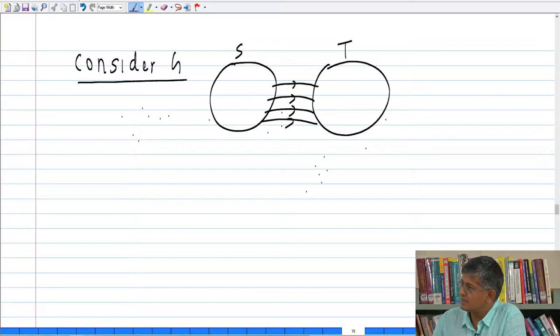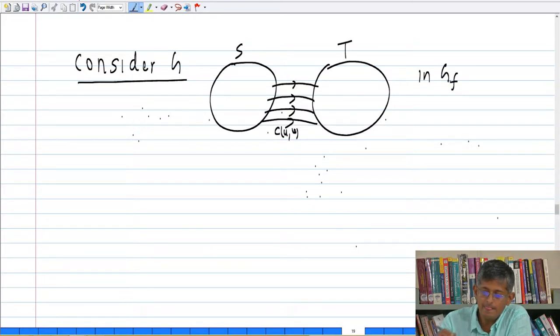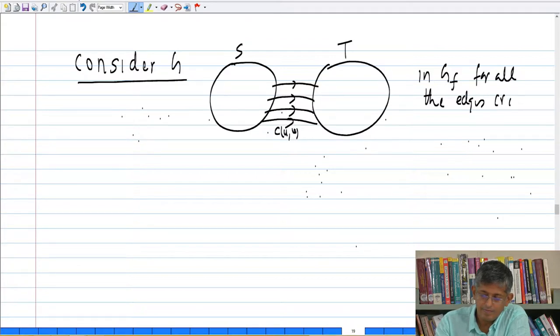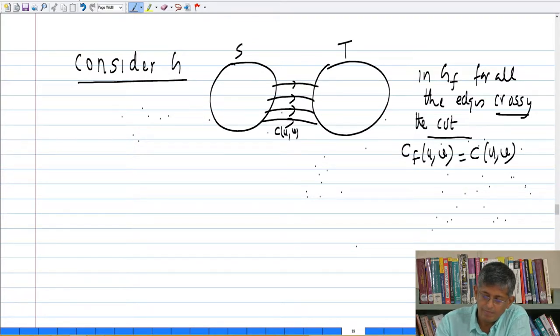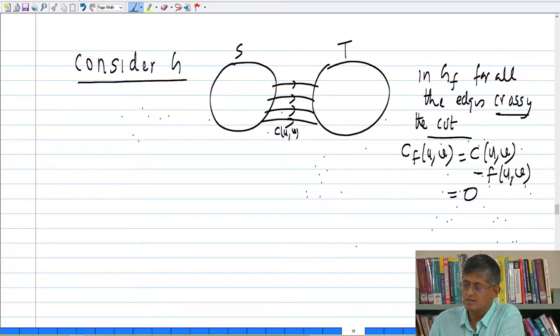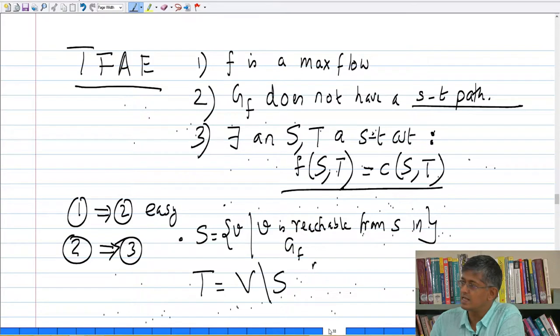In G, these were the edges which were present. Each one had a certain capacity. So maybe this is capacity c(u, v) and so on and so forth. In G_f, what has happened? All these edges have vanished. What does that mean if they have vanished? Which means their residual capacity is zero. Are you getting me? Can you see this? So very interesting, tricky step.